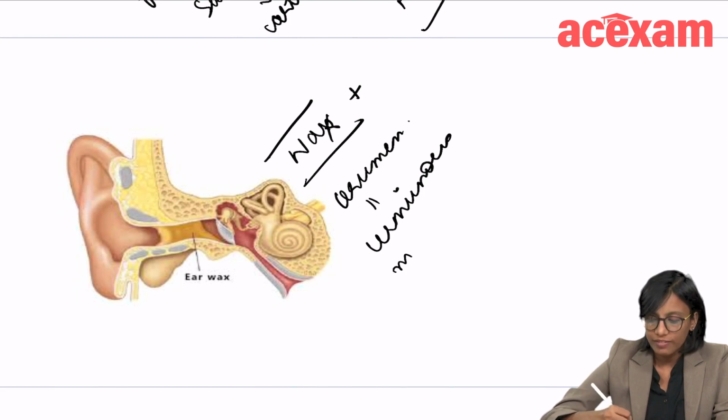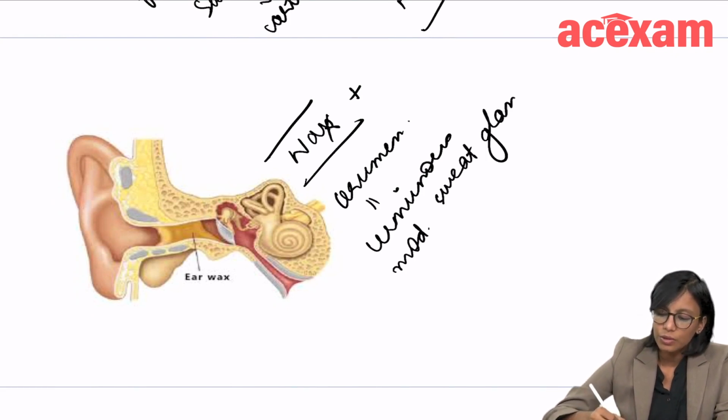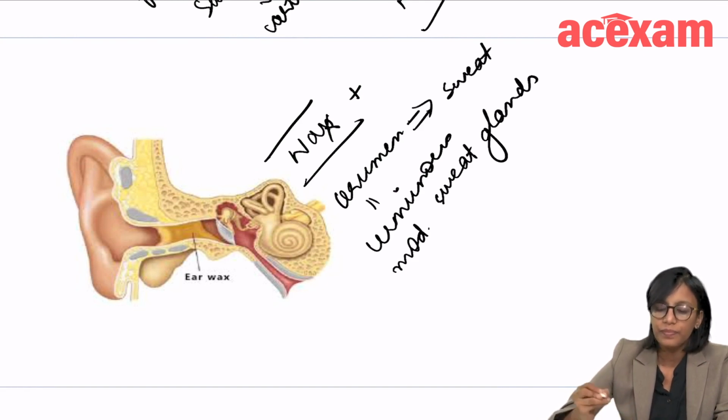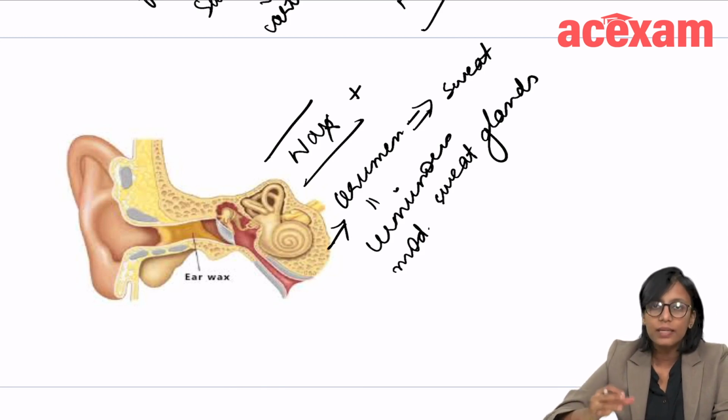These are special glands which are present in the external auditory canal. These are modified sweat glands. So cerumen is a kind of sweat, but this is not wax. What else is there in the external auditory canal? These glands are present only in the cartilaginous part, the outer part of the external auditory canal.